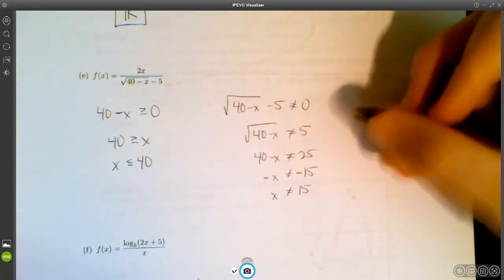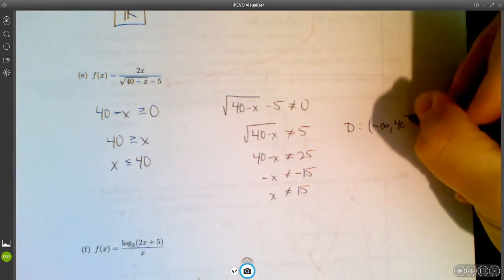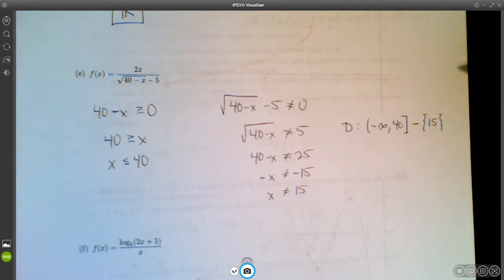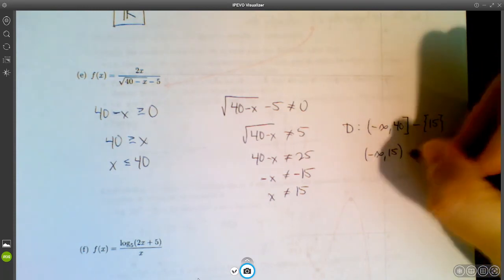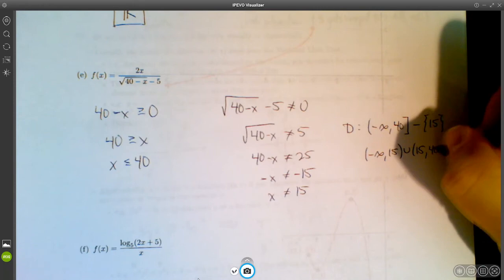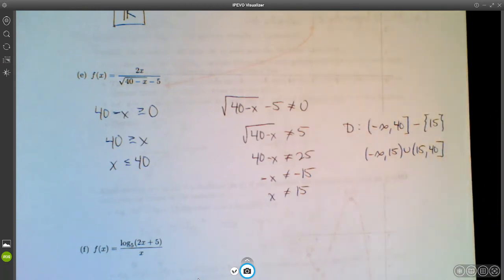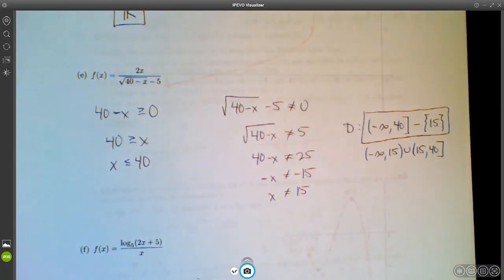So the domain is going to be any negative number all the way up to positive 40, right? So negative infinity to 40, except for 15. So there's one way to write down the domain. Another way to say the same thing is to say, well, it can be anything from negative infinity to 15, and then anything from 15 to 40, including the 40, not including the 15, right? So either of these is fine. You don't have to write both of them down. They're both good answers, they're both acceptable ways to write down your answer. So that's that domain.